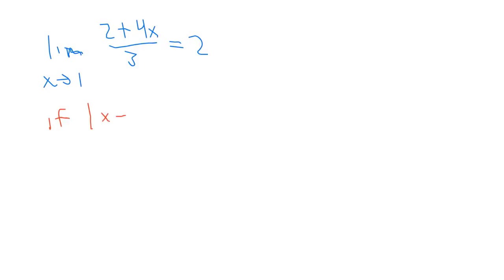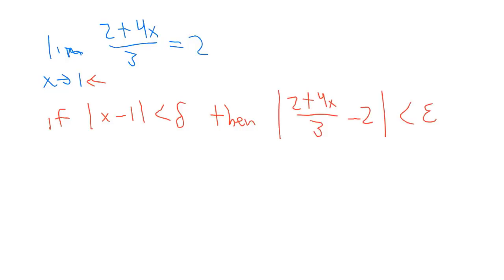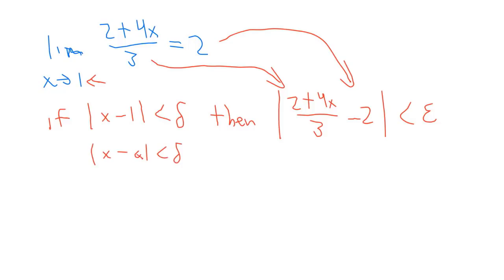So if the absolute value of x minus 1 is less than delta, so we get our 1 from here, then the absolute value of (2 plus 4x) over 3 minus 2 is less than epsilon. So again, we get our equation from this, and we get our limit from here. And if you recall, this is actually the same statement as absolute value of x minus a less than delta, and this is absolute value of f of x minus L is less than epsilon.